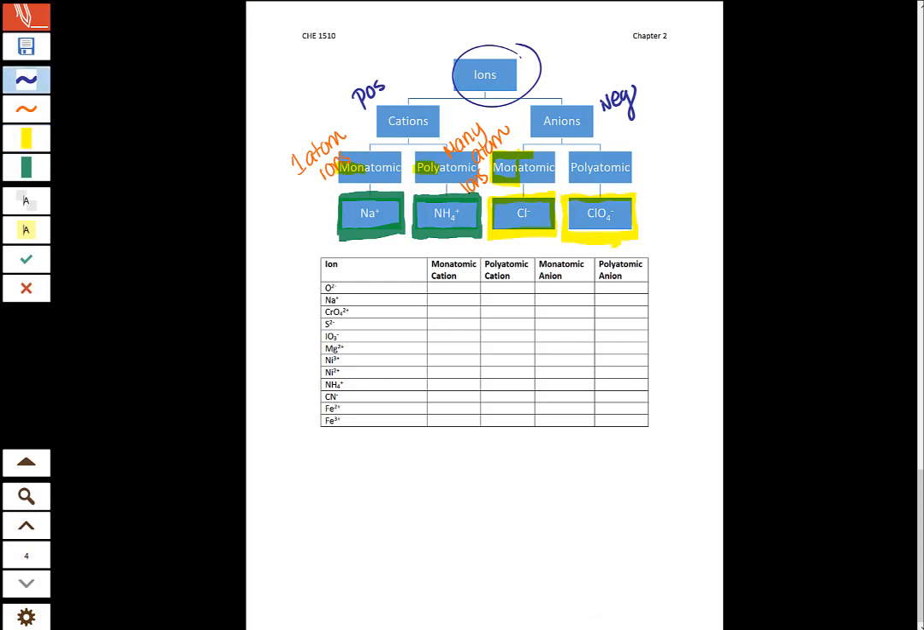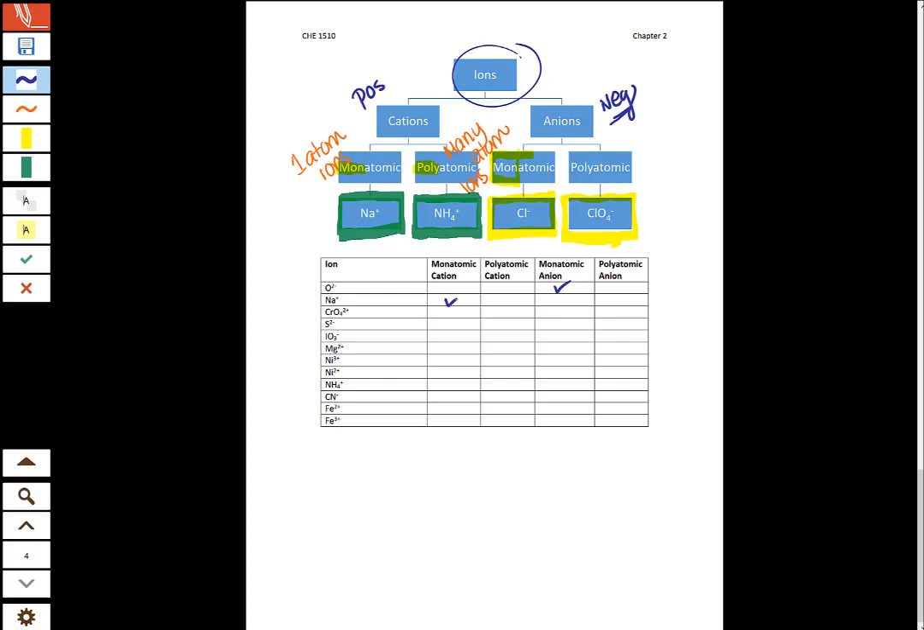O2 minus, is it positive or negative? Once you recognize it's negative, come back up here and say it's an anion. Because it only has one type of atom present, it's a monatomic anion. Na plus, Na is a singular atom, plus is a cation, it's a monatomic cation.